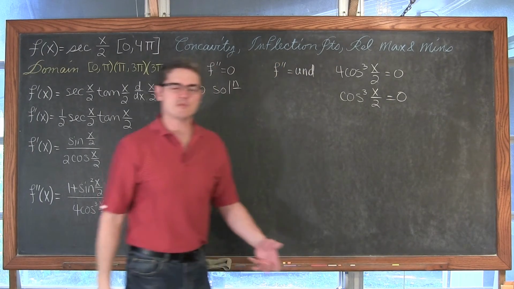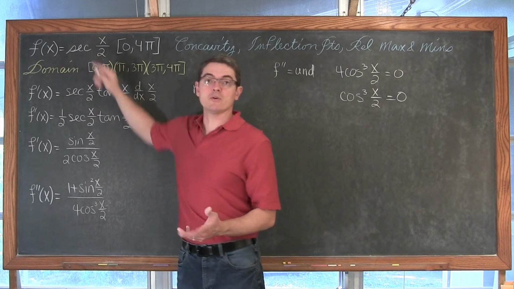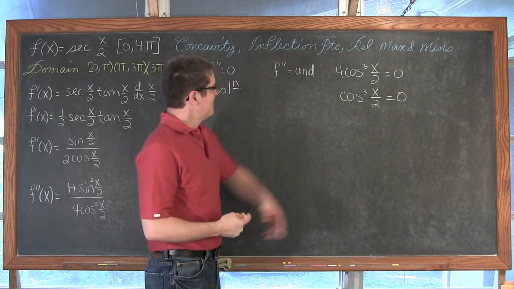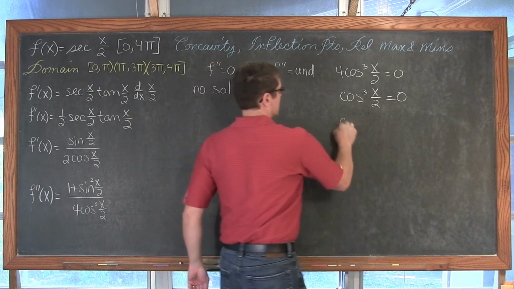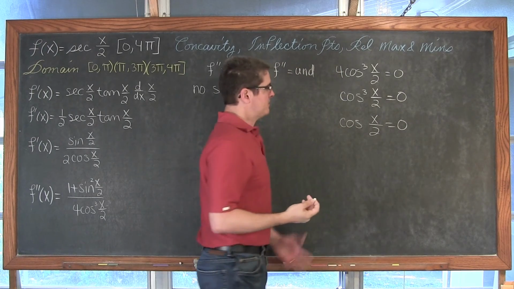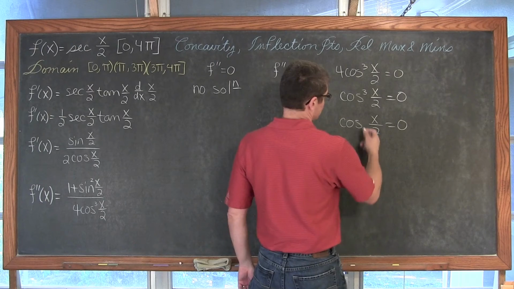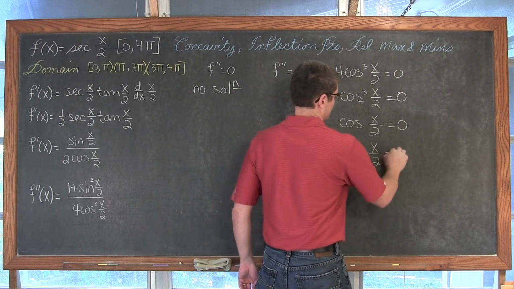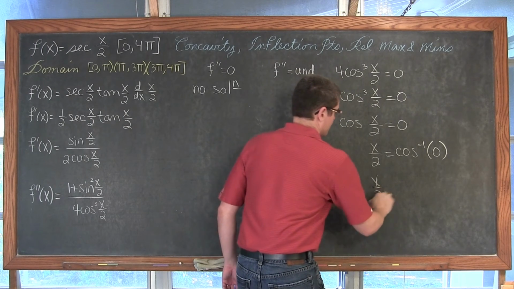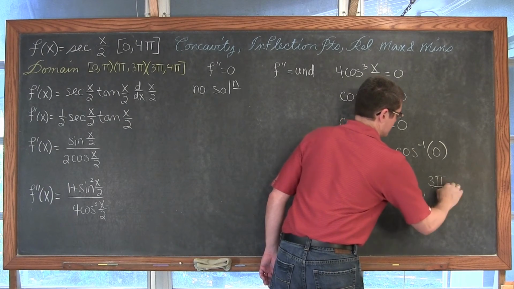This is starting to look the same as when I checked for the domain. Wonder why? Secant's 1 over cosine, and our denominator is still cosine. So yeah, we're going to get the same answers again. We're going to cube root both sides and get the cosine of x over 2 is equal to 0. And we already know from the previous work that our critical values here, when we take the inverse cosine of both sides, x over 2 is equal to pi over 2 and 3 pi over 2.